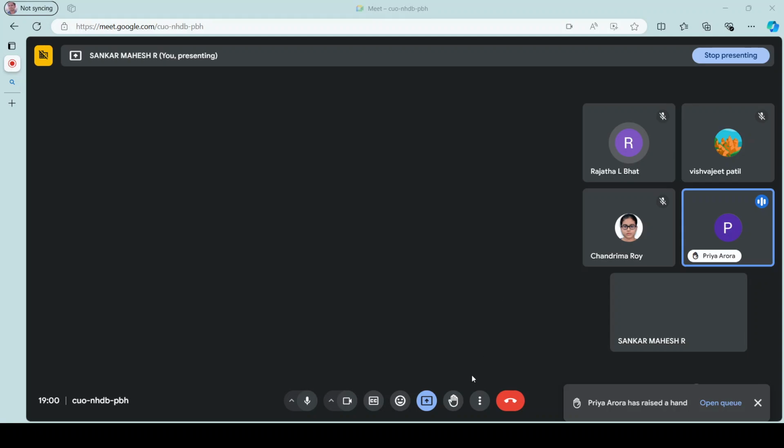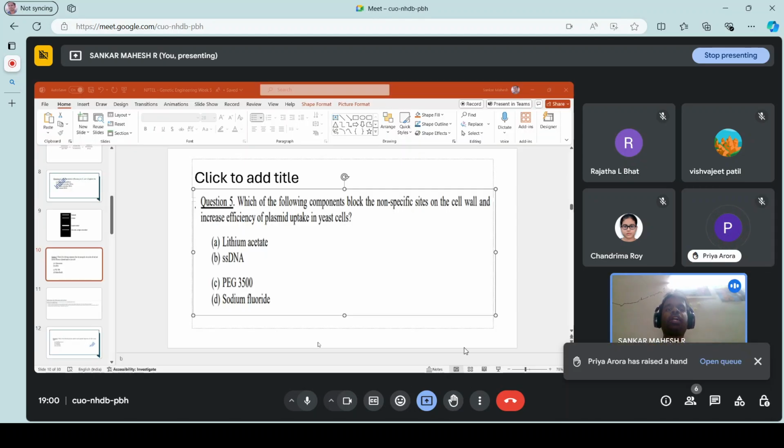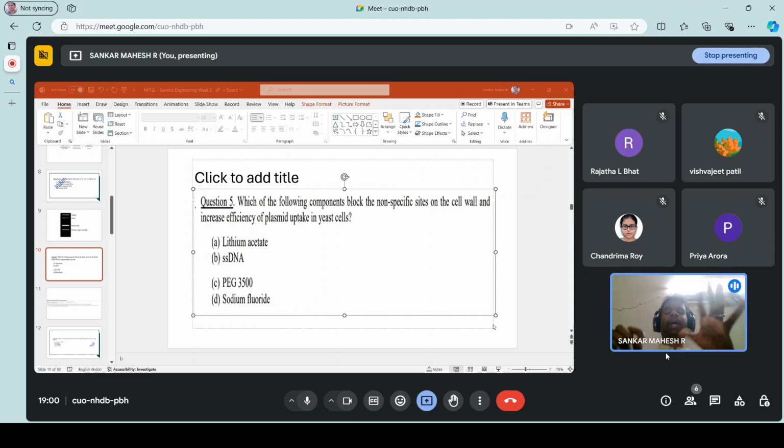Okay, so in general, PEGs are polymers, and they have different molecular weights. In this case, what they show here is PEG 3500, which means the molecular weight is 3500 Daltons. Now, these PEGs do not make it viscous, Rajata. If it makes it viscous, it is difficult for your plasmid or any biomolecule to move across the solution. You want to ensure that the viscosity is very little. You already have glycerol in it, so your solution is already very viscous. You can't make it more viscous.